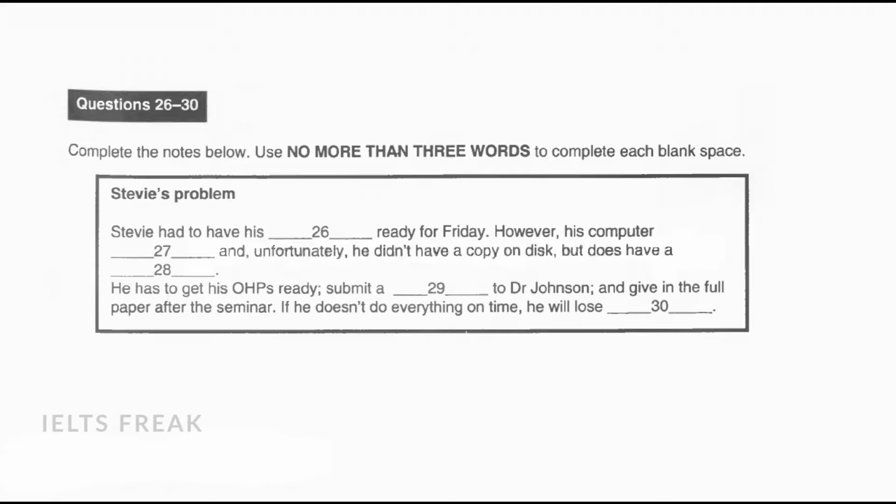Before you listen to the rest of the tutorial, look at questions 26 to 30. As you listen, complete the blank spaces for questions 26 to 30.